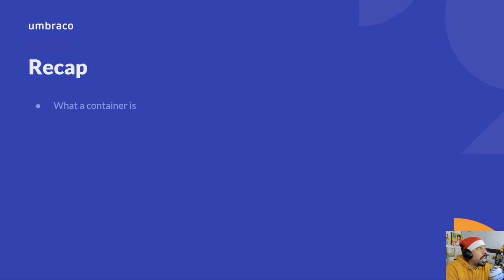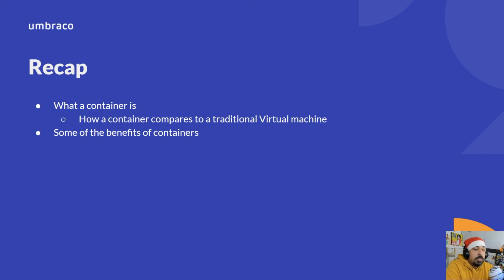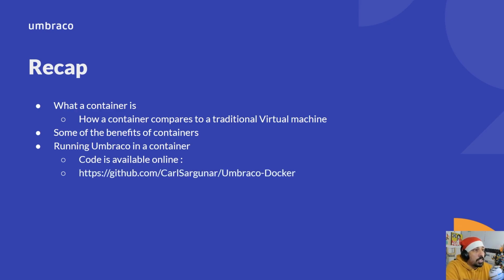So to recap what we just looked at, we looked at what a container is and how that compares to a traditional virtual machine. We discussed some of the benefits of containers, how they're independently deployable, testable, reusable, all that stuff. We ran Umbraco in a container as part of a larger application. Now the code for this is available online. It's at that URL, so I'll also send links out to this on Twitter later, etc.